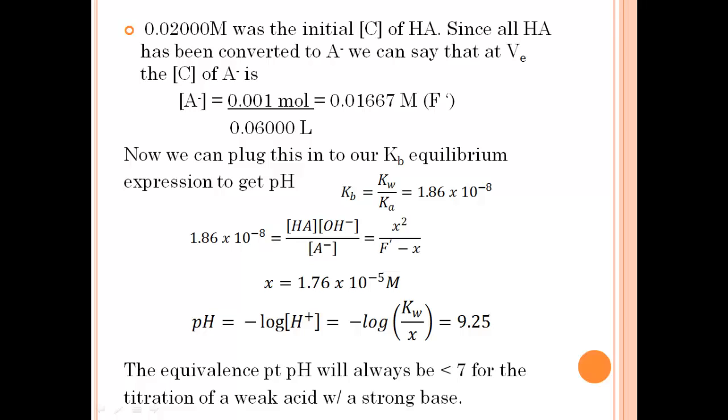Remember, the equivalence point pH of a weak acid with strong base titration will always be greater than 7. I know I've put less than 7, that's a misprint. I should have put greater than, because remember, you're adding strong base to a weak acid, so the equivalence point is never going to be 7. That's only if you have strong acid and strong base. It's always going to be above 7, because all of the acid is being converted to its conjugate base at the equivalence point.